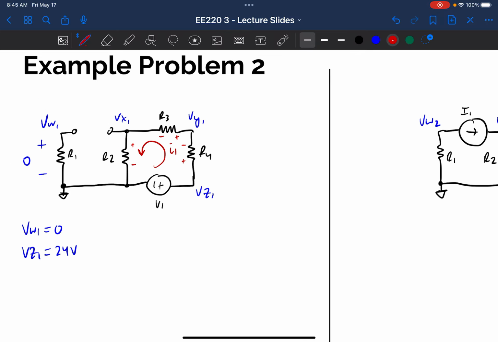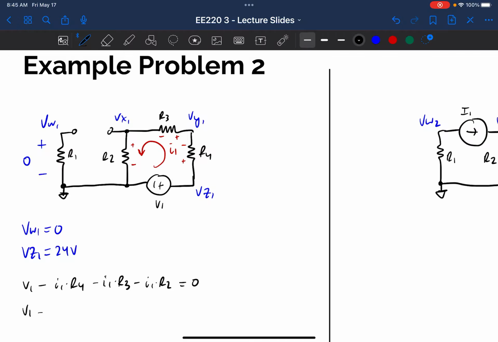And let's write a quick KVL loop. So it's going to be that V1, right? I'm going this way, starting here, and I'm going this way. I'm going up across V1, right? So that's going to be V1. Then I'm going to drop across R4, so it's going to be minus I1 times R4. Then I'm going to drop across R3, and I'm going to drop across R2. And I set that whole thing equal to 0.